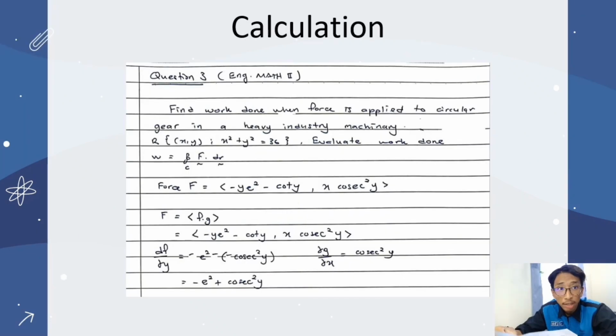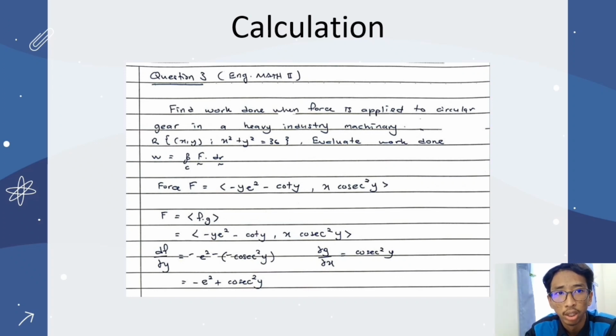Hi, my name is Muhammad Azim Sayuti. Today I would like to present the application of Green's theorem in industrial machinery, especially in a gearing machine. Firstly, our question is to find the work done when force is applied to the circular gear in a heavy industrial machinery. Given that R is x squared plus y squared equal to 36, we need to evaluate the work done.